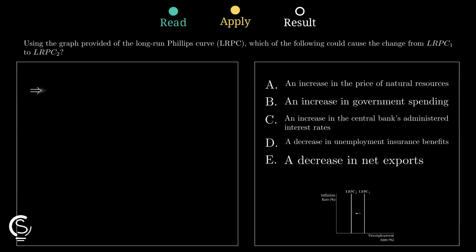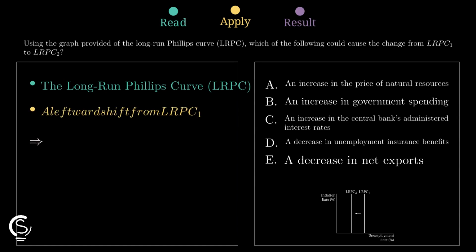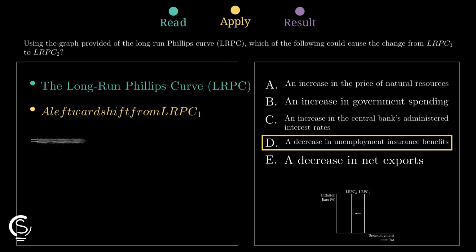We need a factor that encourages people to find jobs faster or stay employed longer. Changes in government spending or interest rates usually only affect the short-run demand, not this line. Reducing unemployment insurance benefits motivates workers to accept jobs faster. This structural change lowers the natural rate, making option D the correct choice.